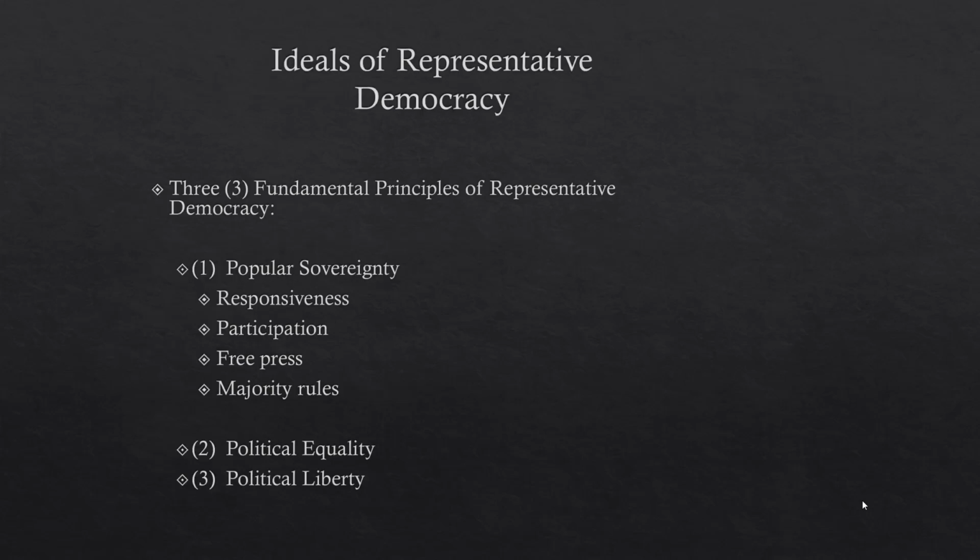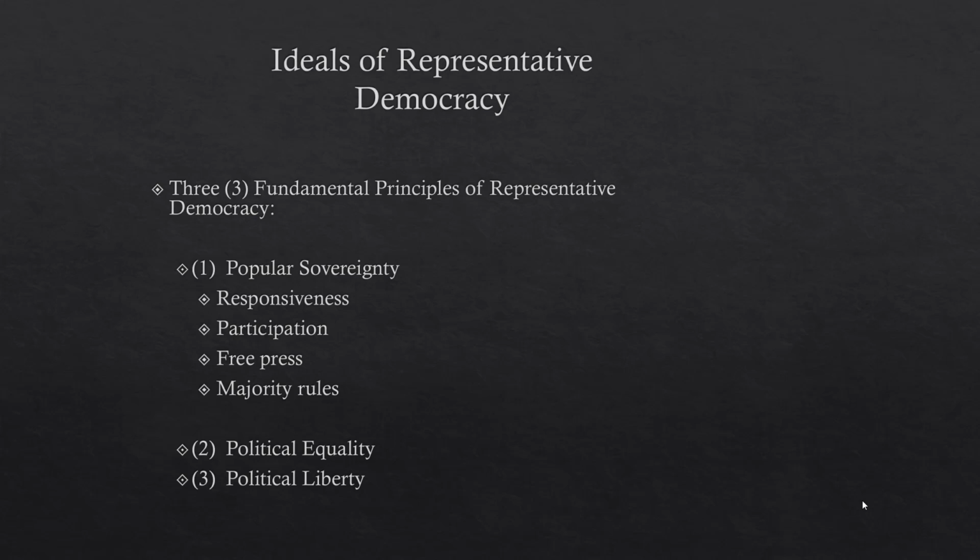These three fundamental principles are ideals, and our ideals are things that we find in perfection. Now, that may set us up to fail, but really think about them as aspirations. We should aspire to do these as perfectly as possible. The first of these fundamental principles is popular sovereignty. And popular sovereignty is just a fancy political science term for the people rule.